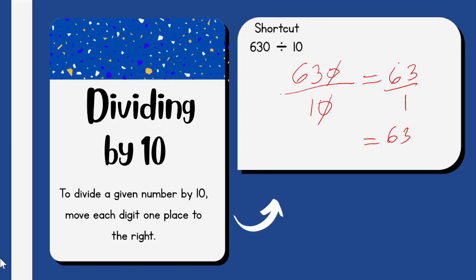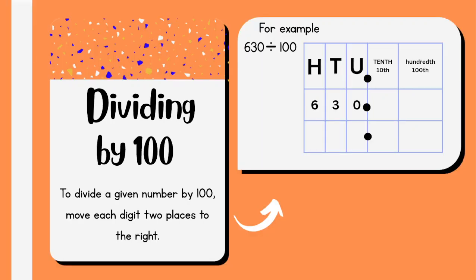Let's now look at dividing by 100. When you divide a given number by 100, we move each digit 2 places to the right. So that means we're going to move 0 two places. It's not going to stop here. We move it from here to this place, that's 1, 2. The same thing with 3: 1, 2, it will come in. Then the same with 6: 1, 2, it will come in.